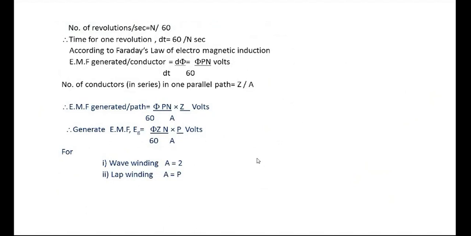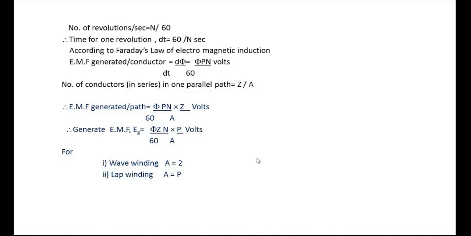So according to Faraday's law of electromagnetic induction, the EMF generated per conductor equals d phi by dt, equal to phi P N by 60 volts. But we have to account for the number of conductors in one parallel path, so we multiply by Z by A conductors. So the EMF generated per path equals phi P N Z by 60 A volts.